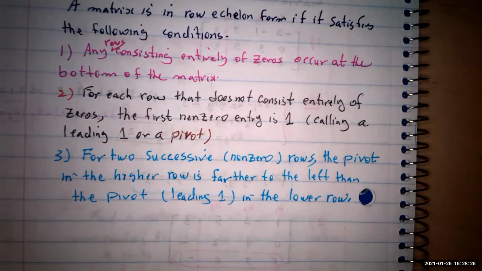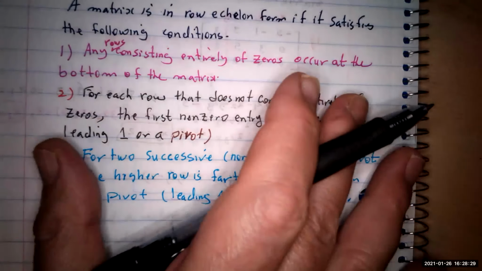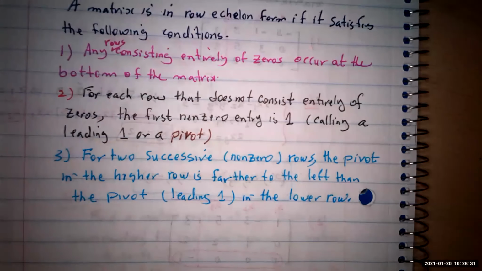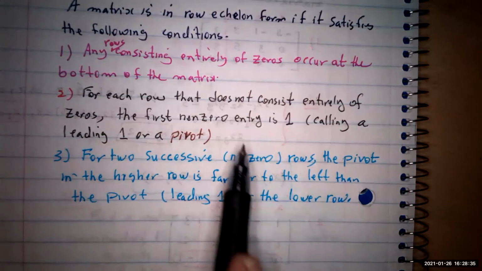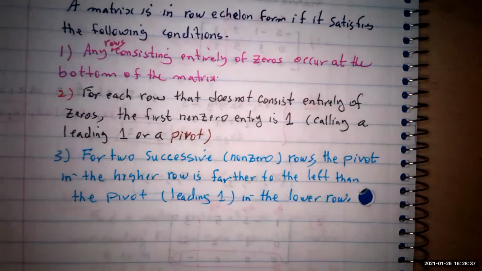Now, if it's already in row echelon form, and everything above and below those ones is all zeros, then it's going to be called row reduced echelon form. So let's finish that one too.